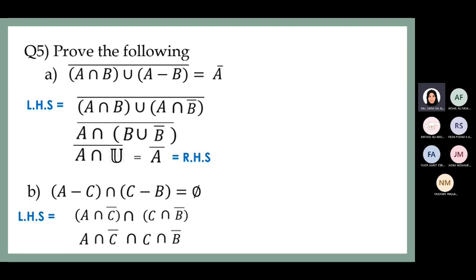Now I will reorder them. I will first find C complement intersection C. The intersection between a set and its complement is always phi, because there is nothing common between the set and its complement. So phi intersection anything is always phi, which is the right hand side.